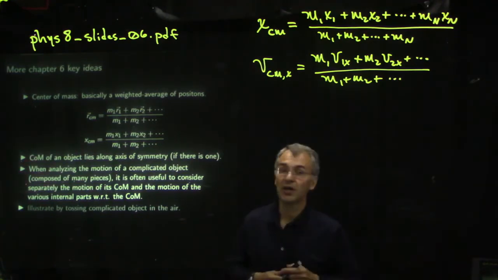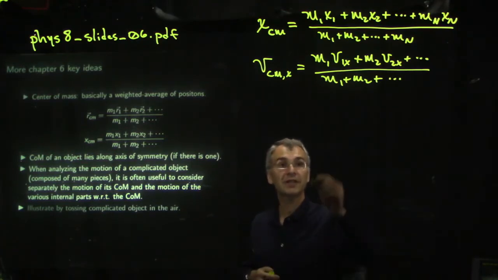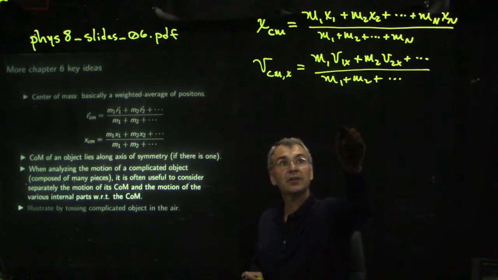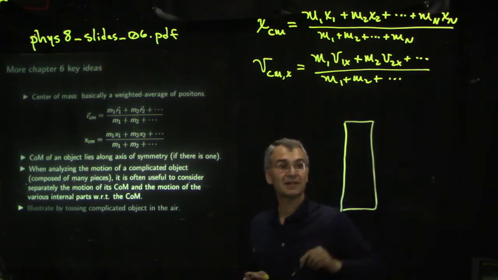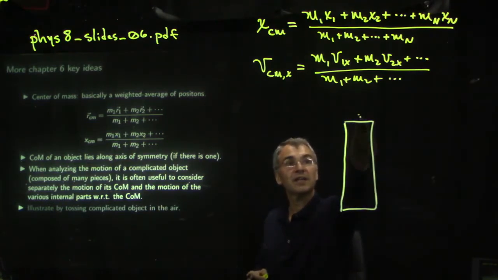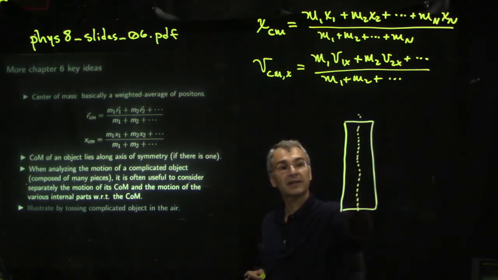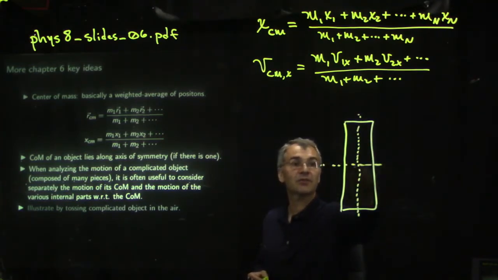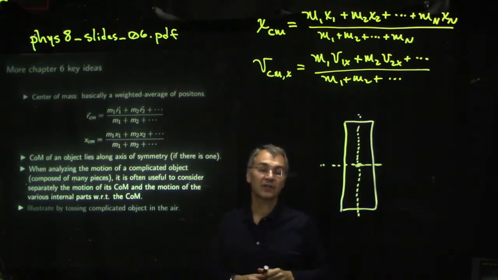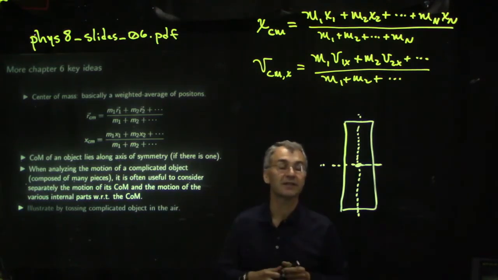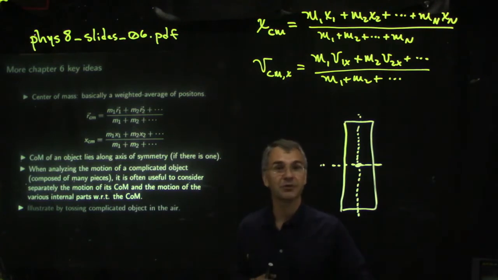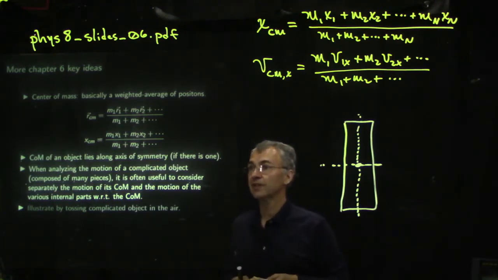By the way, if an object has an axis of symmetry, then its center of mass lies along that axis of symmetry. So if you had a nice rectangular object, its center of mass would lie along this symmetry axis, and it would lie along this symmetry axis. That's assuming it's of uniform density. So if you have an object of uniform density that has a symmetry axis, then the center of mass will lie along any symmetry axis you can identify. That's often a very useful trick for finding centers of mass.